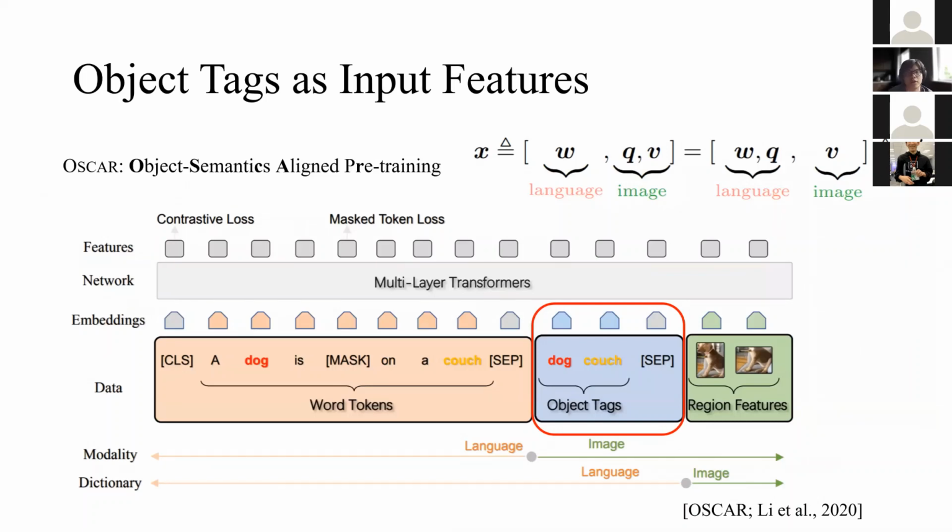Another recent work, Oscar, used the object tags from the visual detector as the input. Since the tags are obtained from the image, it can be viewed as enhanced image features. Oscar significantly boosts the performance of image text retrieval on COCO and image captioning.